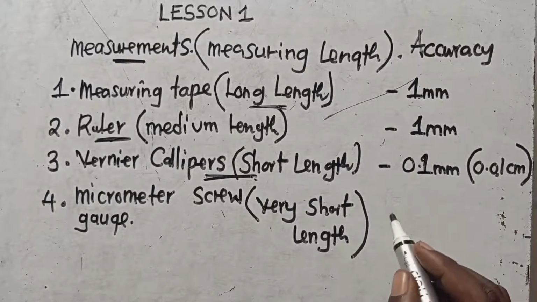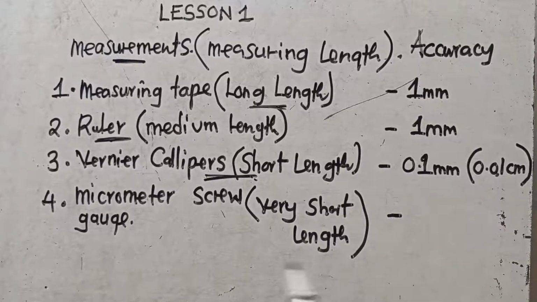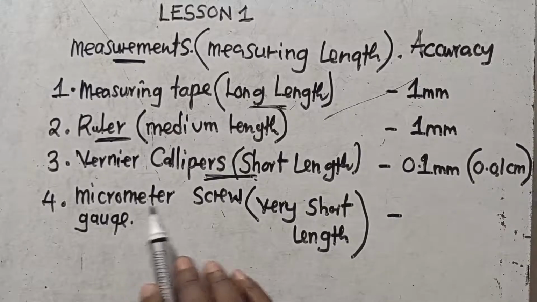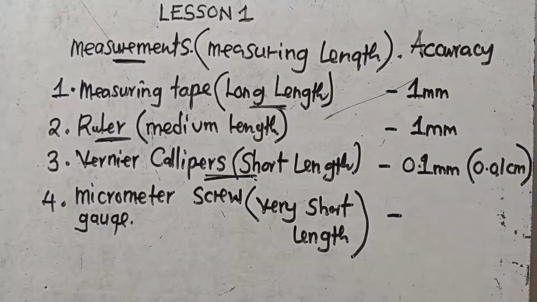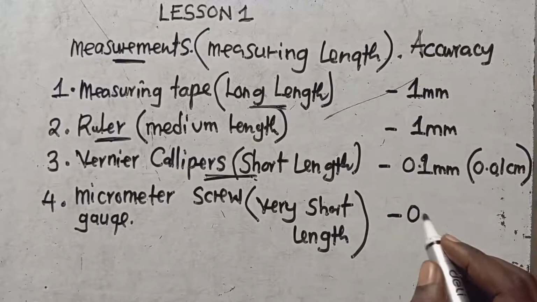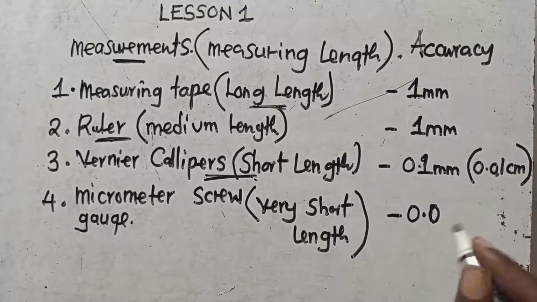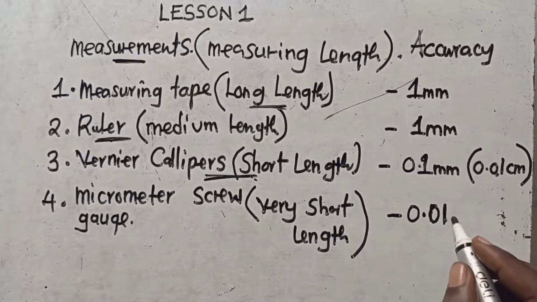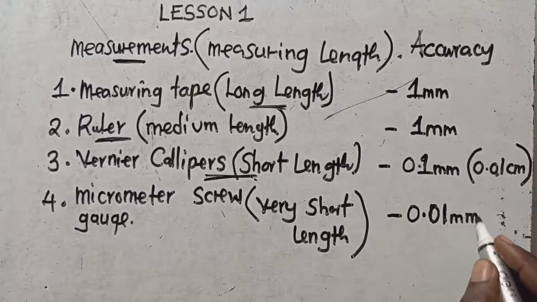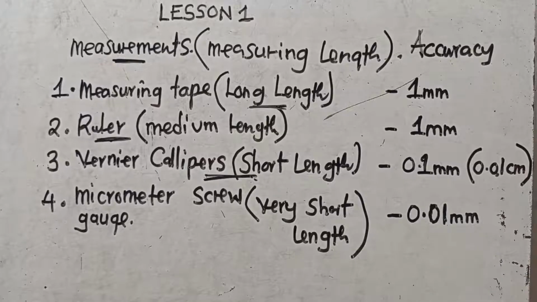I want you to get this. The micrometer screw gauge is the most sensitive instrument in the world that can be used to measure length. Its accuracy is 0.01 millimeters. These are certain things that I want you to know and understand.